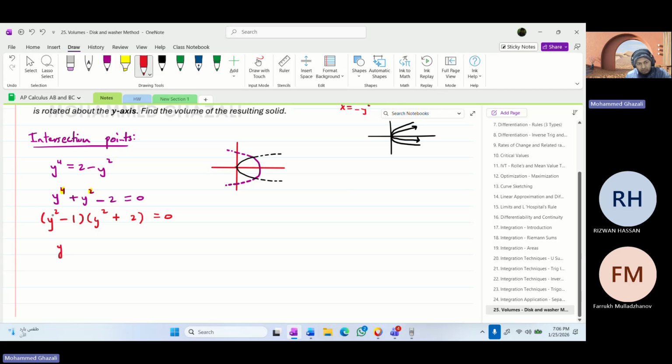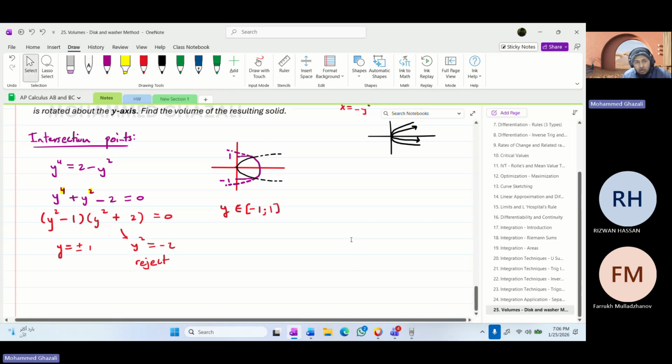So solving this will give us y equals plus or minus 1. And for this one here, y squared is equal to negative 2. Reject non-real solutions. So we have the points of intersection at y equals negative 1 and 1. So what are your y boundaries? y is an element from -1 to 1. We know where to integrate from.